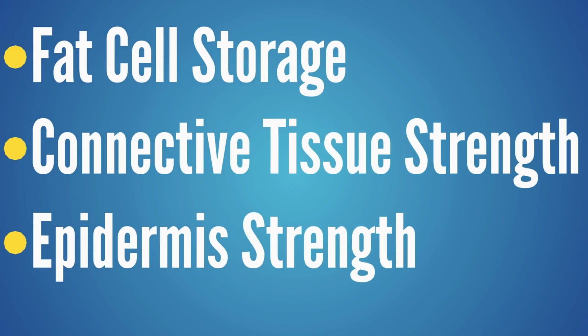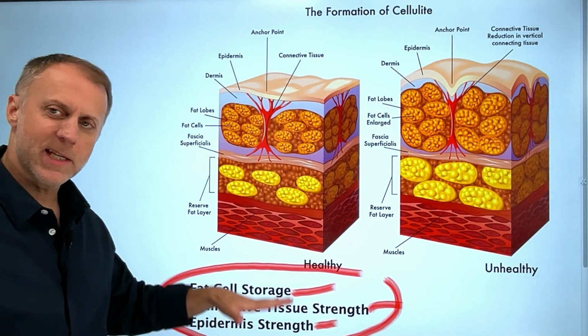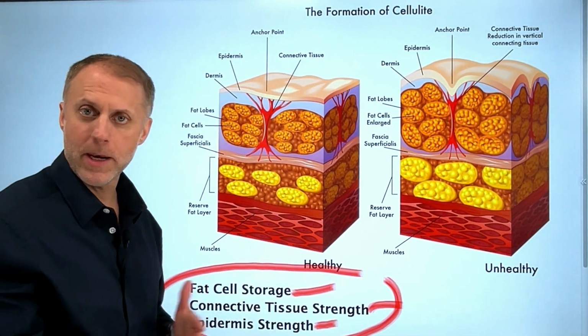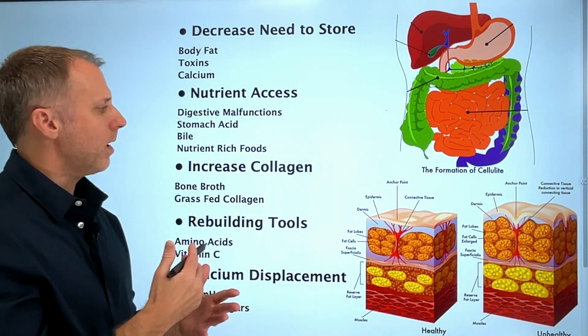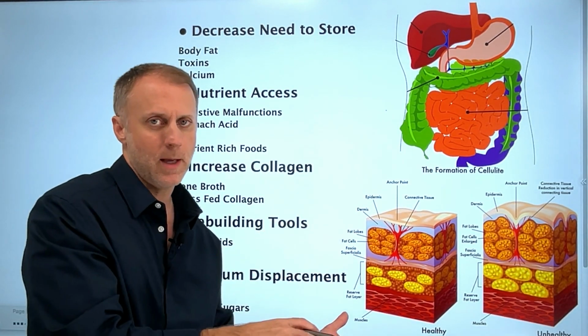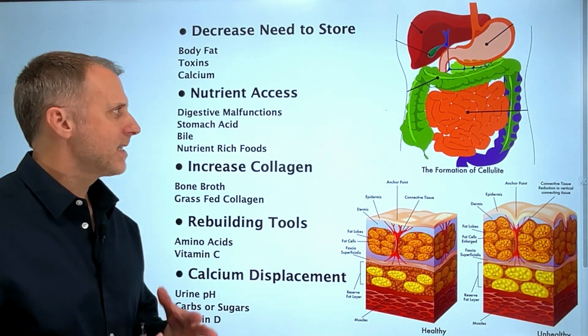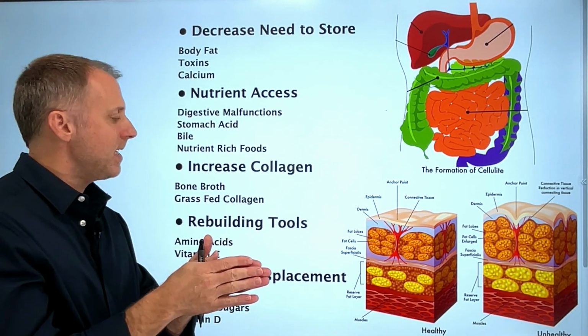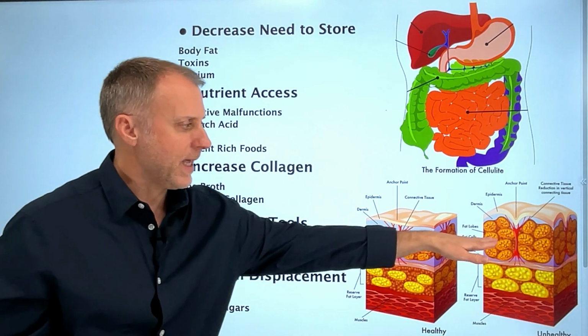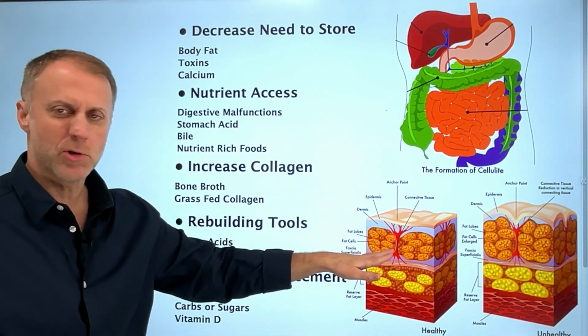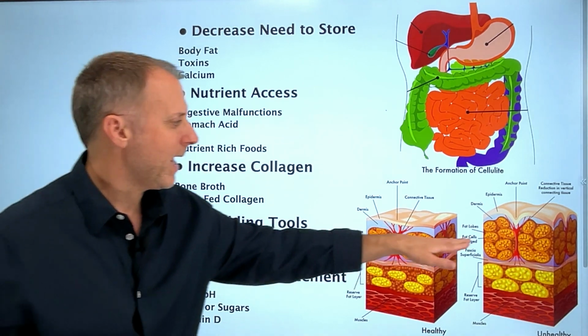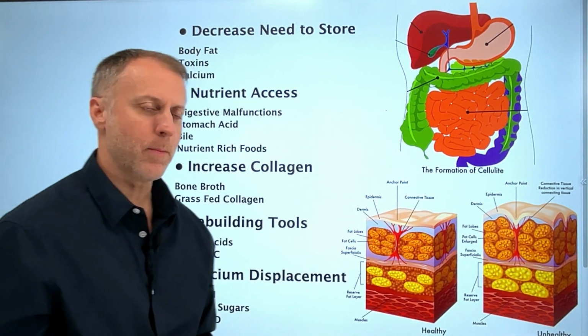So if these three things are the big concerns, then we need to understand why these are more problematic for some people and not for others. So let's dig into that just a little bit. The first thing that we want to understand when we want to try to correct this cellulite issue is that we need to decrease the need for things to be stored in these fat cells. We don't want them to be expanded. We want them to be just chill, just hanging out. When they expand, then we're creating this trouble.